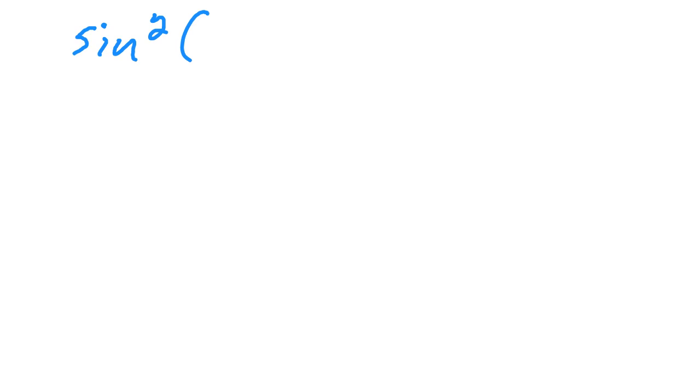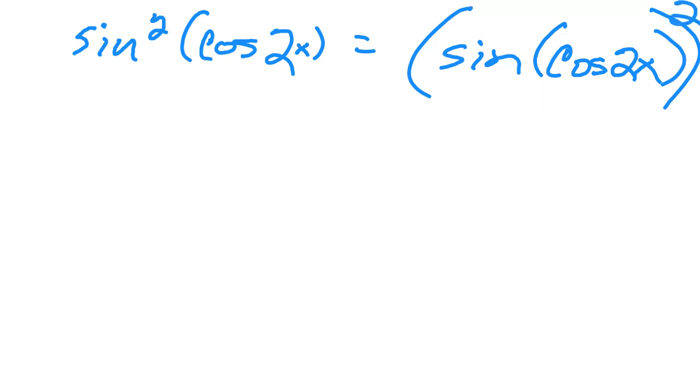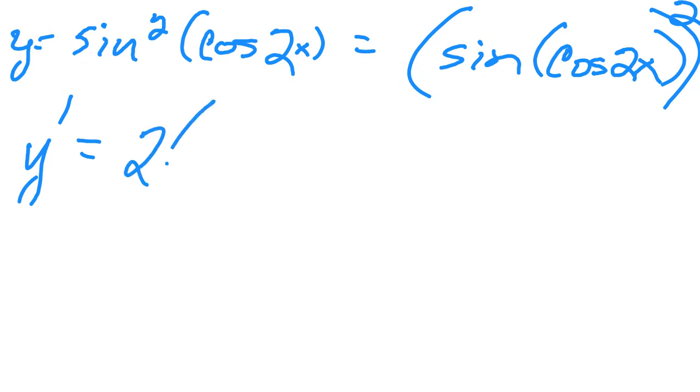So I just think of this as sine squared of something. I'm going to rewrite this as sine of that thing, like that could be a z. Anyway, quantity squared. So this is y, then y prime, I'm going to use the power rule first. So it's 2 times that thing.